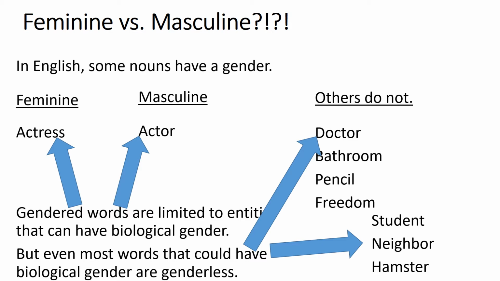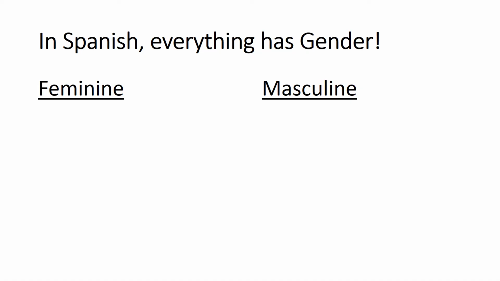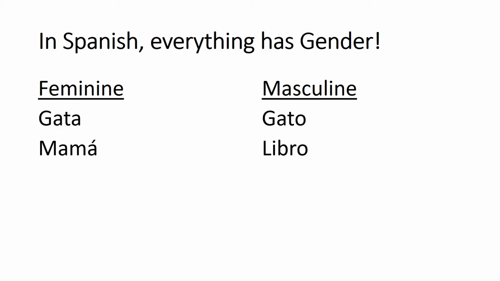In Spanish, on the other hand, everything does have gender. For example, just like in English, an actress would be an actriz, that's a feminine actress, and a male would be an actor. So, those words have gender in Spanish, but everything has gender. Not just biological things like gata and gato, which would be a feminine gata cat, and gato would be a male cat, or mama, which is feminine, for mom, but libro is masculine, and it's book.